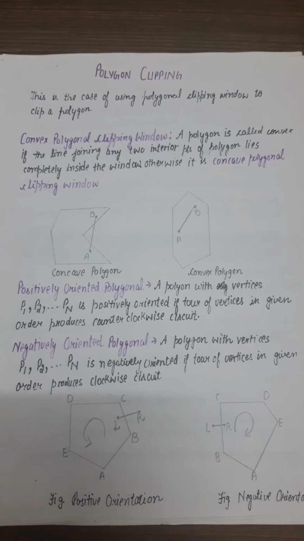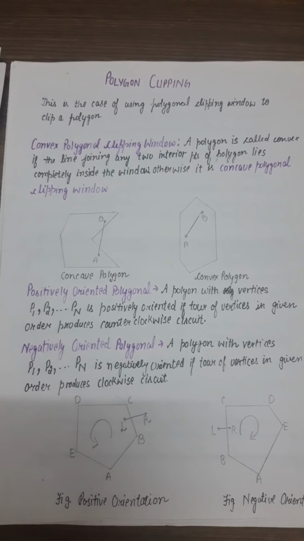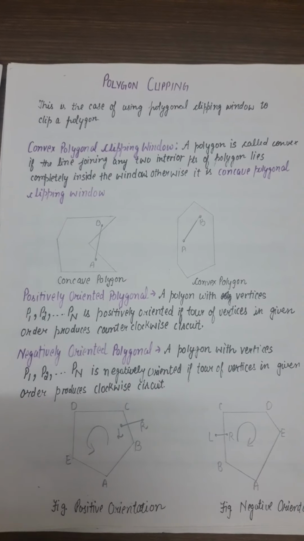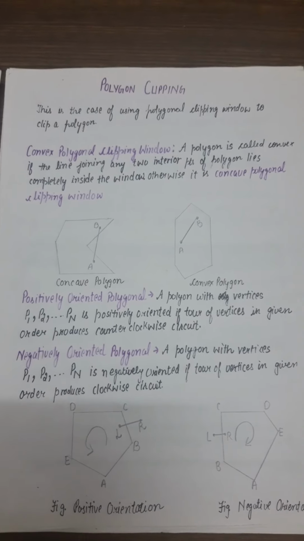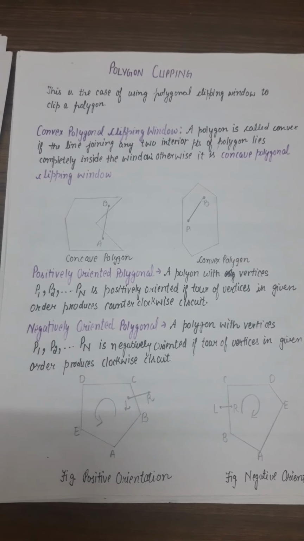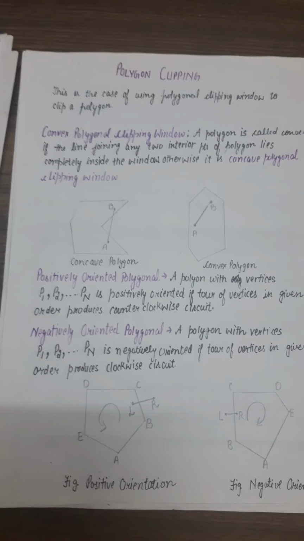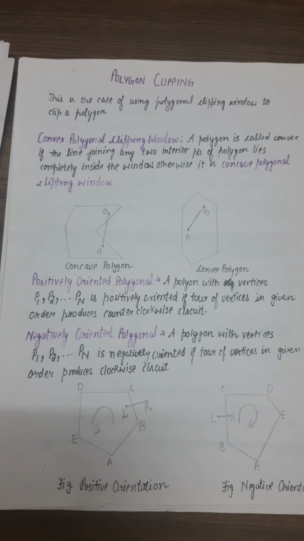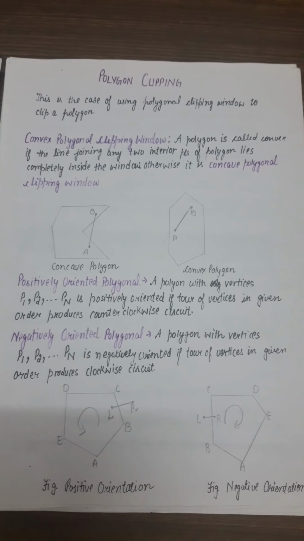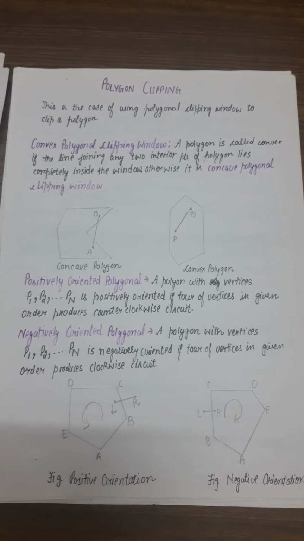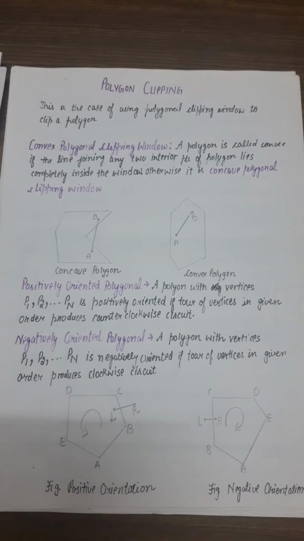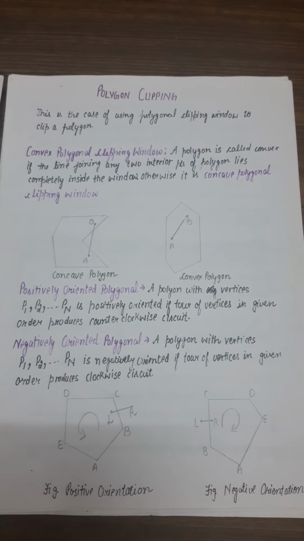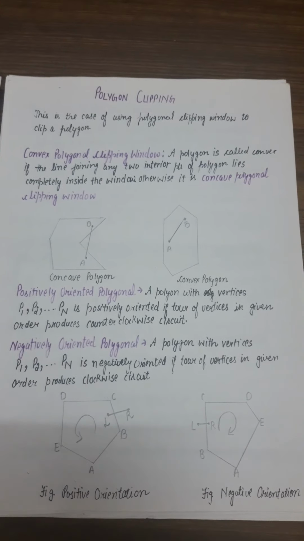Next is the positively oriented polygon. A polygon with vertices P1, P2, and so on is called positively oriented if the tour of the vertices in the given order produces a counterclockwise circuit. You can see in the figure that when we traverse from A to B, C to D, there will be a counterclockwise traversal, right? And in this case, the left side will be inside the polygon and the right side will be outside the polygon. Similarly, in the negatively oriented polygon, if we tour the vertices like A, B, C, D, E, it will be in the clockwise direction, and it is called a negatively oriented polygon. In this case the left side will be outside and the right side will be inside.